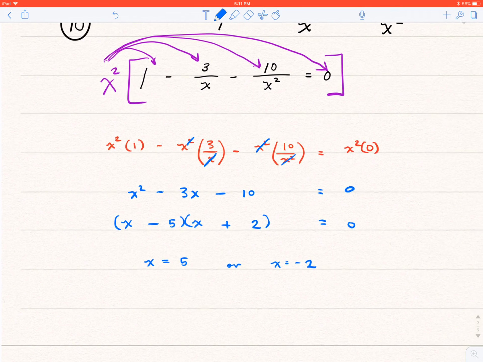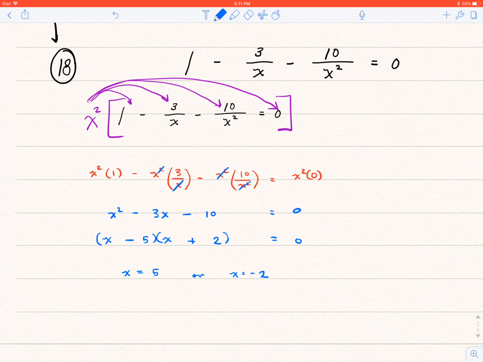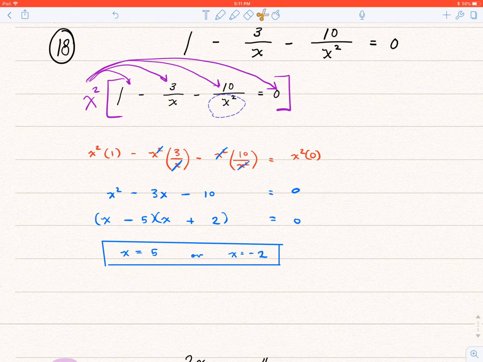Please make sure you go back and check. Does either of these solutions cause a 0 on bottom when you plug them back in? Well, no. If I plug in a 5 here, it's not going to be a 0 on bottom. Or here. If I plug in a 2 here or here, neither of those is going to cause a 0 on bottom. Both of my solutions are good solutions.